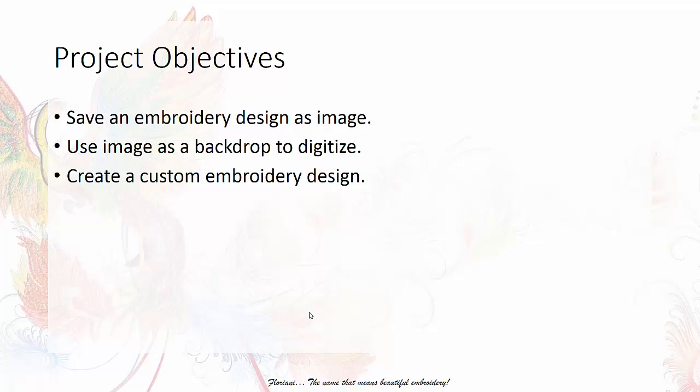You're going to use that image as a backdrop. So we're going to open a design and save it as an image. You can do this with any embroidery design or anything that you put in your software. We're going to save it as an image, and then we're going to bring in that image as a backdrop, and we're going to digitize over the top of it. So if somebody sends you a business card logo and wants you to digitize it, or you've got a photograph, this is the best way to achieve the most professional results. It gives you the most control. And after we digitize over that, we'll create a custom embroidery design.